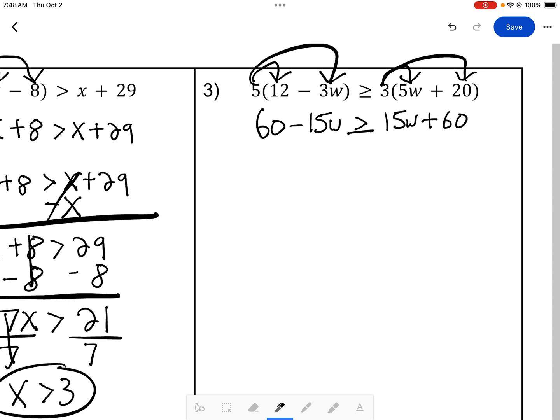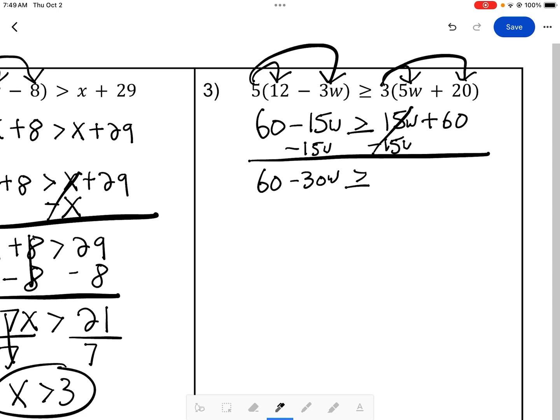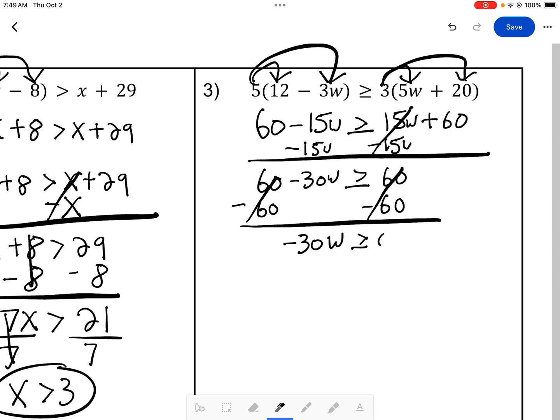Okay, so now I want to combine like terms, so I'm going to subtract 15w on both sides. I notice a lot of times we let these negatives confuse us, so if you've got your calculator, use it. The negative 15w minus 15w is negative 30w, greater than or equal to 60. Now I need to get that negative 30w by itself, so I'm going to subtract 60 on both sides so that this becomes 0. That cancels. And so now I have negative 30w is greater than or equal to 0.